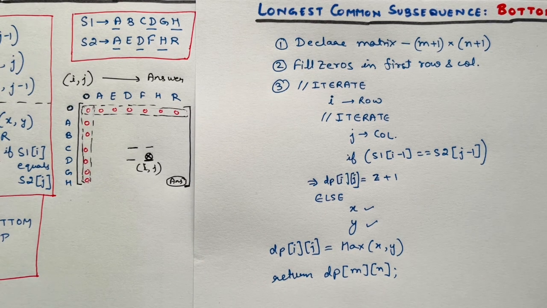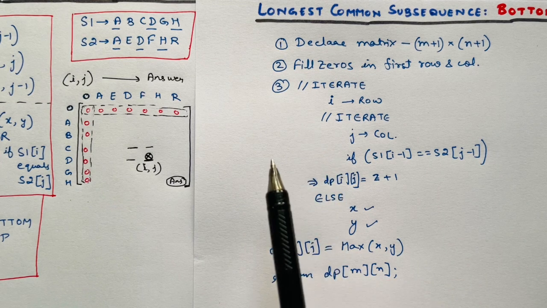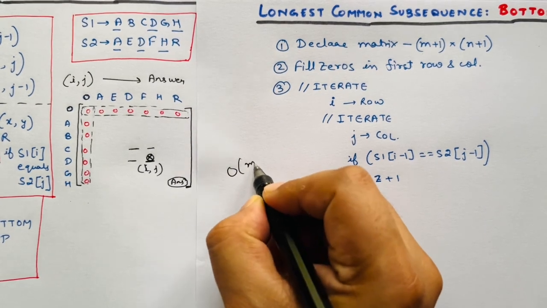What will be the time complexity of this approach? The time complexity will be big O of m into n. Why? Because we are running two nested loops. And similarly, space complexity will also be big O of m into n.